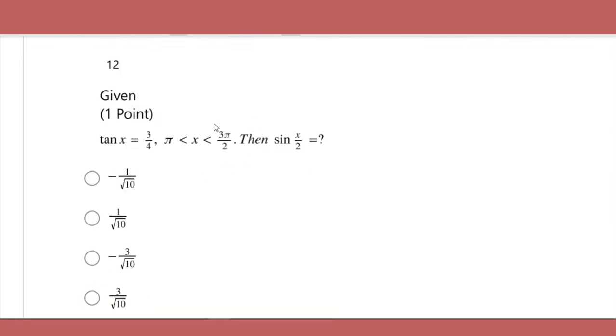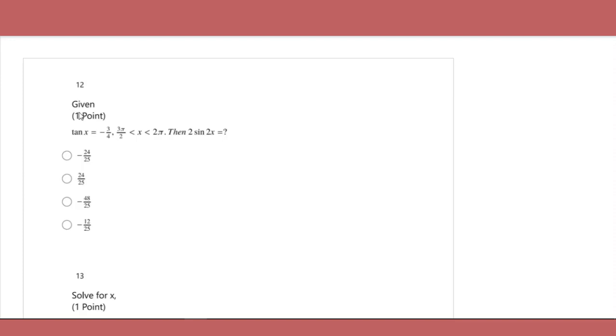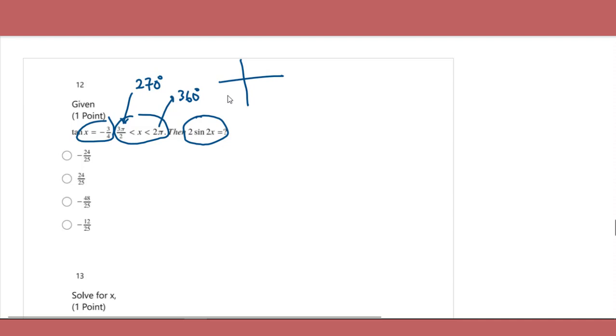Number 12. Given tangent x equals negative 3 over 4. X lies between 3 pi over 2 and 2 pi. 3 pi over 2 is equal to 270 degrees, and this one is 360. And then find sine 2x. First thing, the range: within 270 to 360, here in the fourth quadrant.